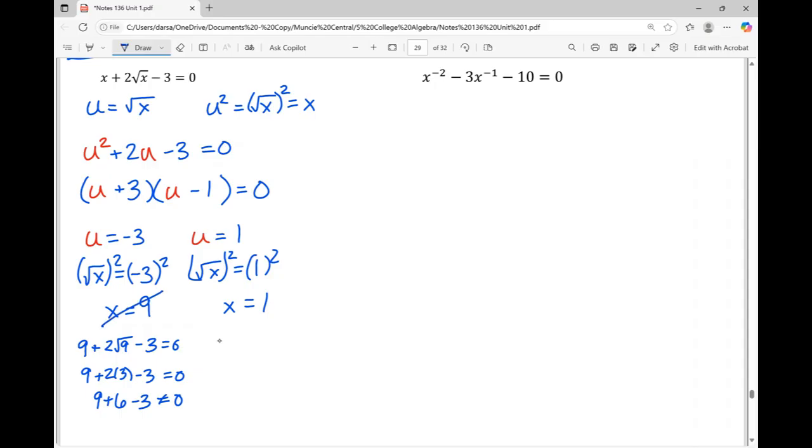Let's look for 1. Does 1 plus 2 square root of 1 minus 3 equal 0? Well, 1 plus 2 times 1 is 2, minus 3 equals 0. Yes, 3 minus 3 is equal to 0. So we'll keep the x equals 1 answer, and we will drop the x equals 9 answer.